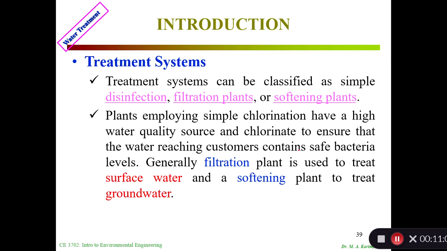Okay, treatment systems. A simple classification would be disinfection, filtration plants, and softening plants. So whether we treat surface water or groundwater, both require disinfection. Filtration is for surface water and softening is for groundwater. Plants employing simple chlorination have a high-quality water source and chlorinate to ensure that the water reaching customers contains safe bacterial levels. Generally, filtration plants are used to treat surface water and softening plants are used to treat groundwater.